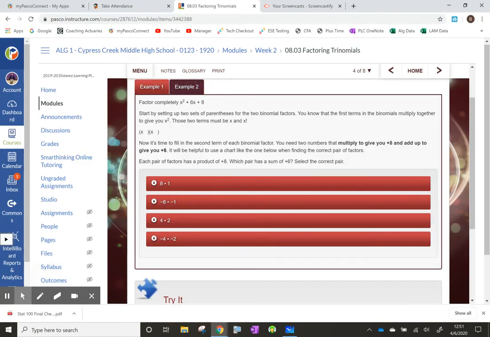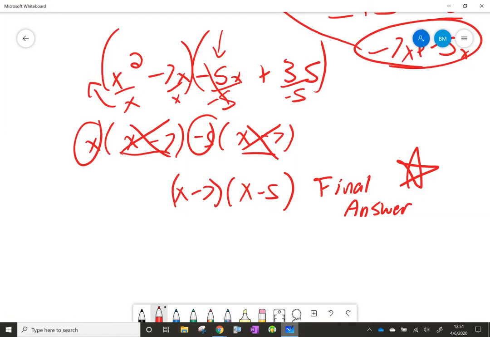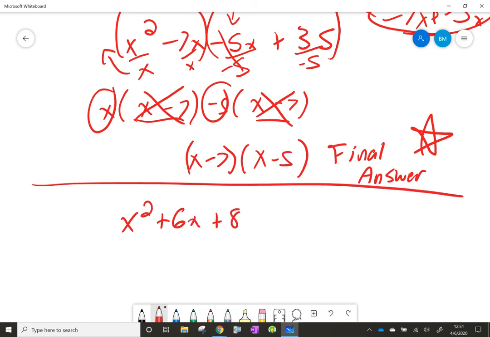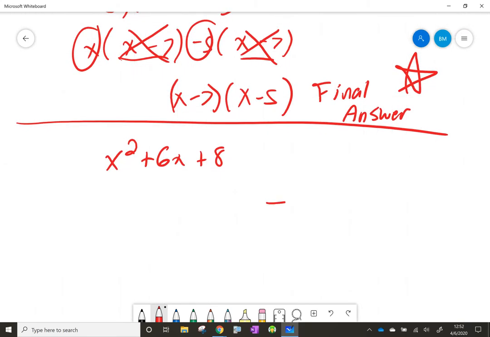Example 2 is x squared plus 6x plus 8. So in this case, remember, we have to solve our riddle first: two numbers that multiply to make a times c. Now, a again is 1, and c is 8. So 1 times 8 is going to be 8. So that's that value. And the b value here is 6. Okay, so I need two numbers that multiply to make 8 and add to make 6.